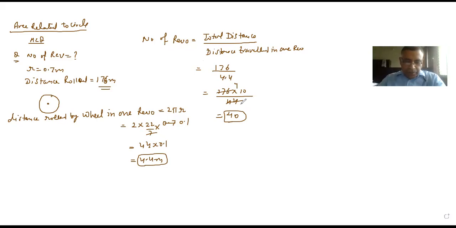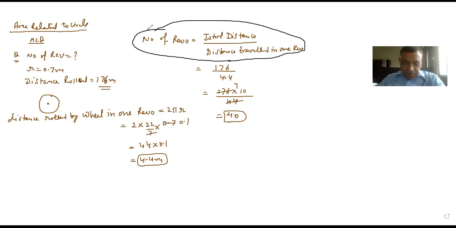So this type of question can come. It's a simple question, but this formula is involved. This is the formula which is involved in solving this.